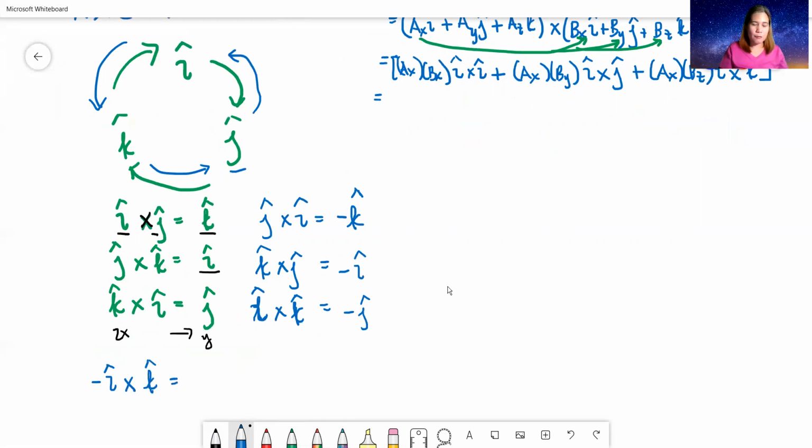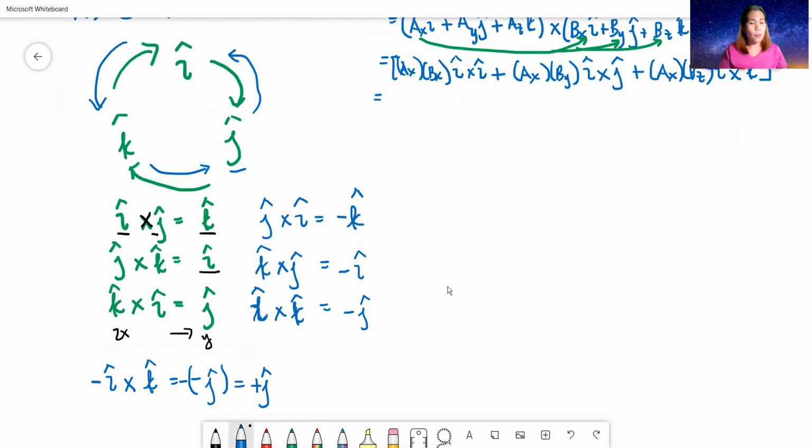Okay, so if one of the factors here are negative, don't mind it yet, as if they're just positive lang muna. So I cross K, that would be negative J, right? But meron ka pang negative sign dito. So negative times negative, then the answer would be positive J hat.